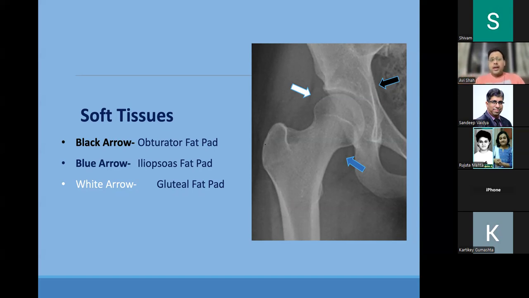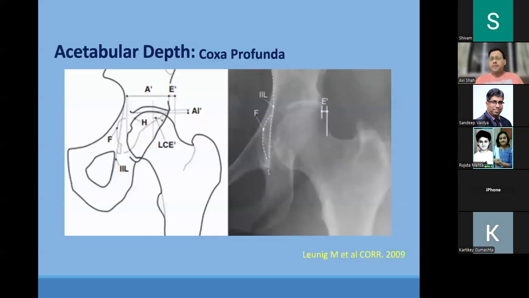The blue area is the iliopsoas fat pad. Whenever there is iliopsoas tendinitis or a collection, that fat pad can also be enhanced. And the white is the gluteal fat pad. The gluteal fat pad normally just lies flush over the labrum and the capsule. But if the gluteal fat pad is increased, again, it can show if there is any inflammation or swelling around the hip.